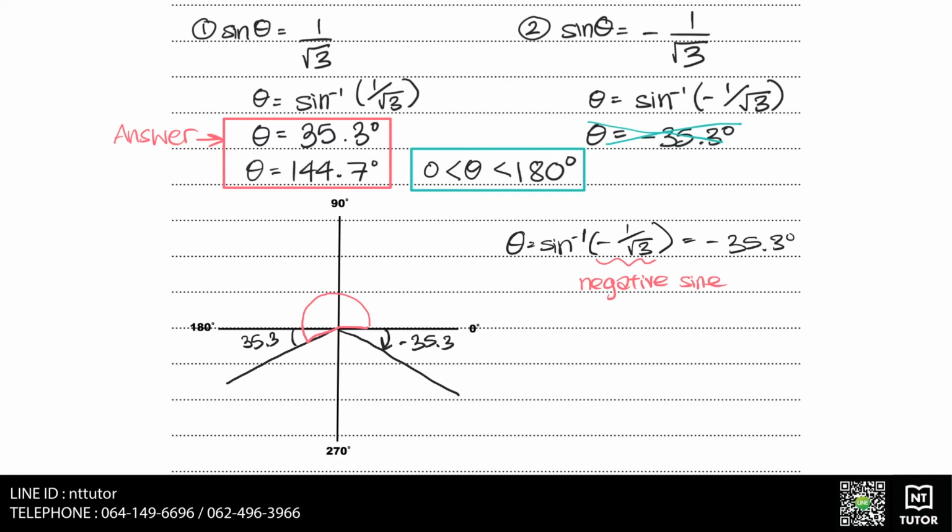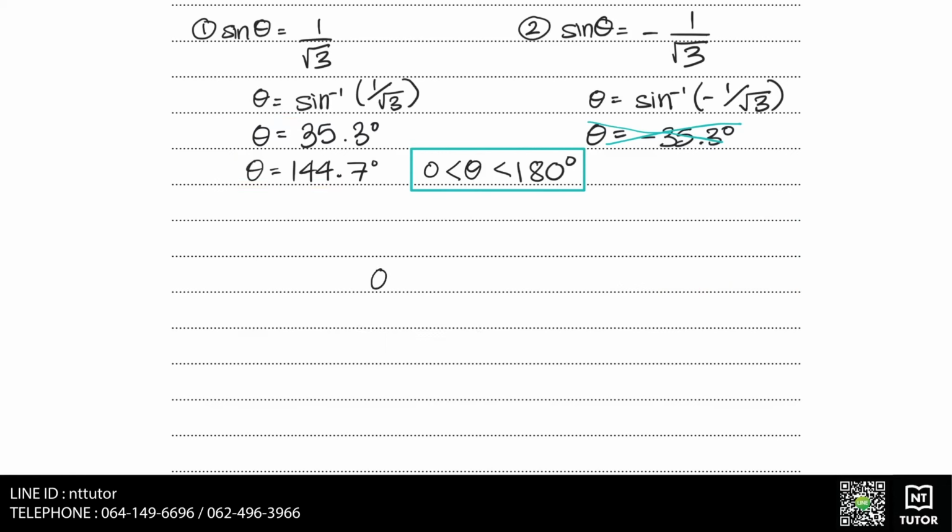However, both lines are not in the range of the domain because the domain is only from 0 to 180 degrees, so we don't have any solutions from sine theta equals minus 1 over root 3, and the only solutions we have are theta equals 35.3 degrees and theta equals 144.7 degrees from sine theta equals 1 over root 3.